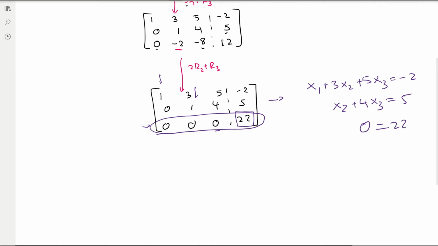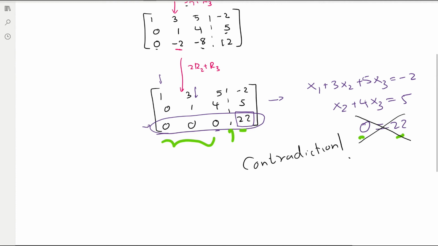Think about it. On the left side of this dash line, what you have are the coefficients of the variables. So all of them are 0. So if you add 3 zeros, you're going to get 0. That's what you have here. And then on the right side of the dash line, what you have is the right hand side of the equation, and that's 22 in the last row. And this doesn't make sense. 0 is equal to 22. That's wrong. We call it a contradiction.